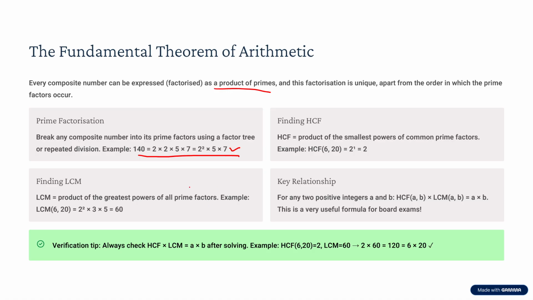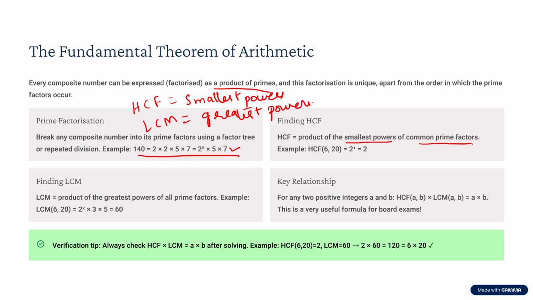HCF is nothing but the smallest powers. Smallest powers, HCF is smallest powers and LCM is greatest powers. What does it mean? HCF is the product of smallest powers of common prime factors, and LCM is the product of greatest powers of all prime factors.